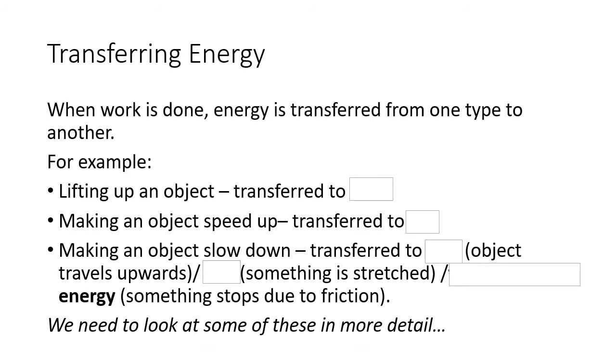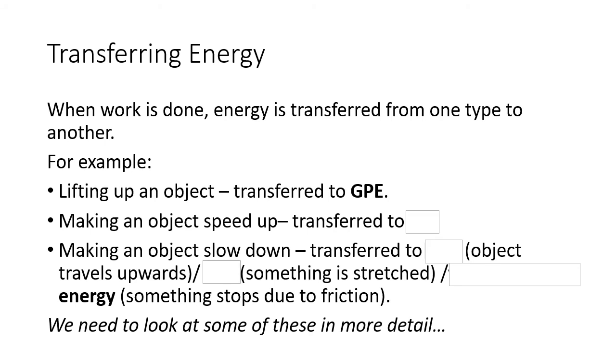So now we will consider here that work done and transferring energy is the same. Whenever there is a work done, energy is transferred from one form to the other form. For example, when you are lifting up an object, it is gaining some height. So some energy is transferred as gravitational potential energy.